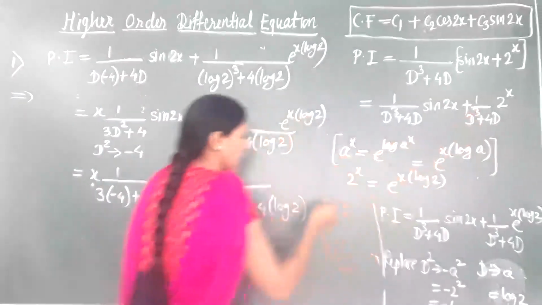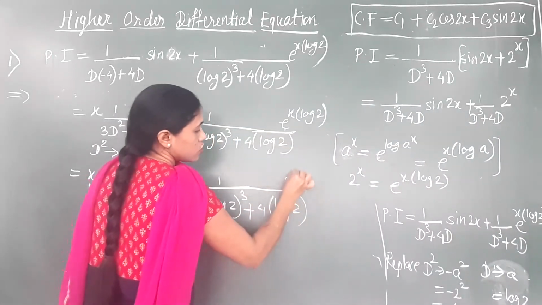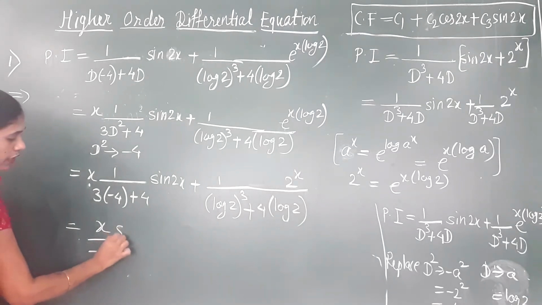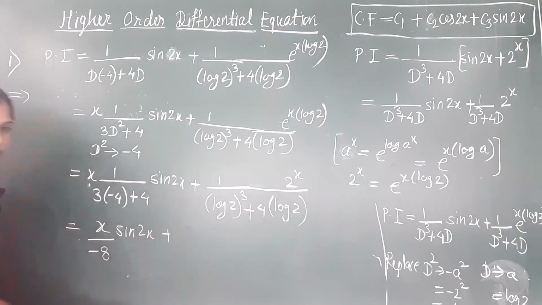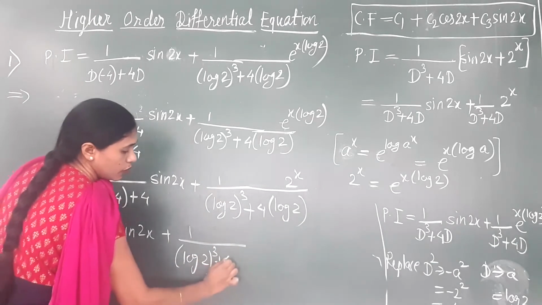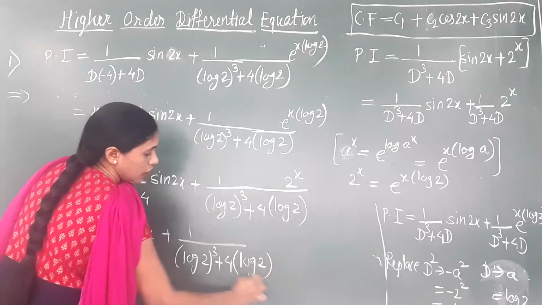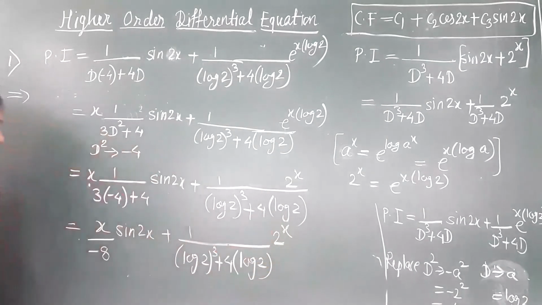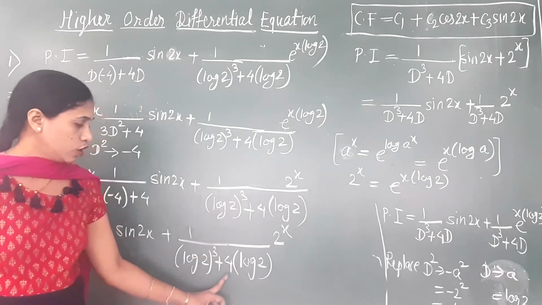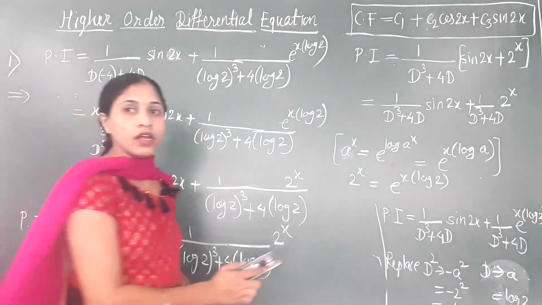Again it can be written as 2 to the power x. It is equal to x divided by minus 12 plus 4, which is minus 8, multiplied by sin 2x, plus 1 upon log of 2 whole cube plus 4 multiplied by log 2 multiplied by 2 to the power x. Now this PI gets simplified and it is nothing but minus x by 8 into sin 2x plus 1 upon log 2 whole cube plus 4 into log of 2 into 2 to the power x.